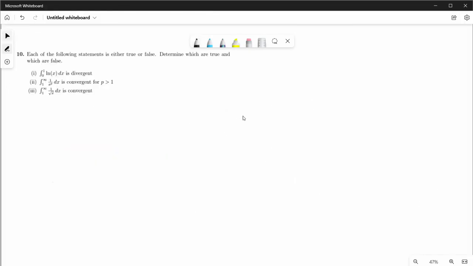For number 10, we have 3 statements about improper integrals, which we need to determine which are true and false. So for number 1, we have from 0 to 1 ln x. So this is improper because ln x approaches infinity. When it approaches 0, it approaches negative infinity. So that's something we need to deal with. So that means that instead of 0, I'm going to take the limit of b approaching 0 from the positive side, since we are dealing with the positive region.